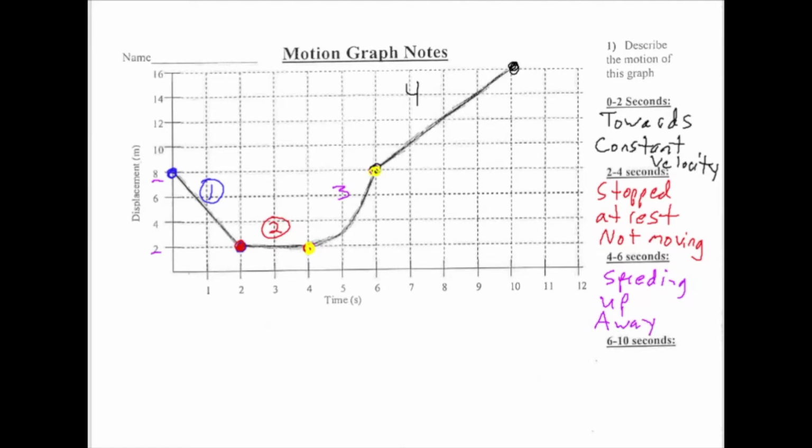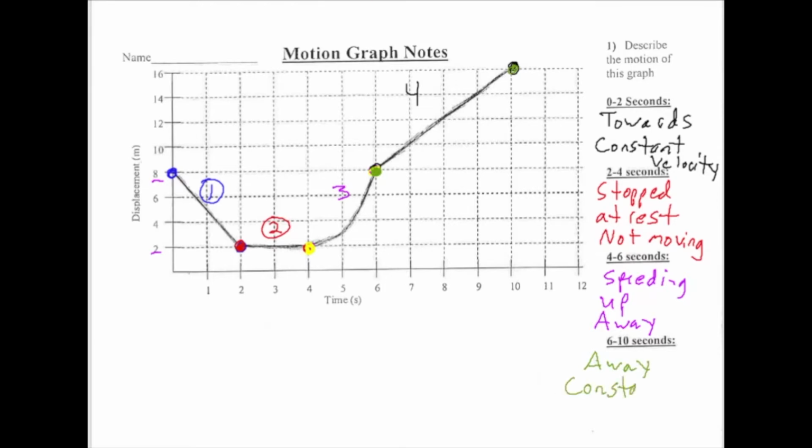All right, and here's our last part here. We have from 6 seconds to 10 seconds. We're going from 8 meters all the way up to 16 meters. So 8 to 16 meters, distance is increasing. That's going to mean that we're moving away. And the straight sloped line means that we're moving at a constant velocity.